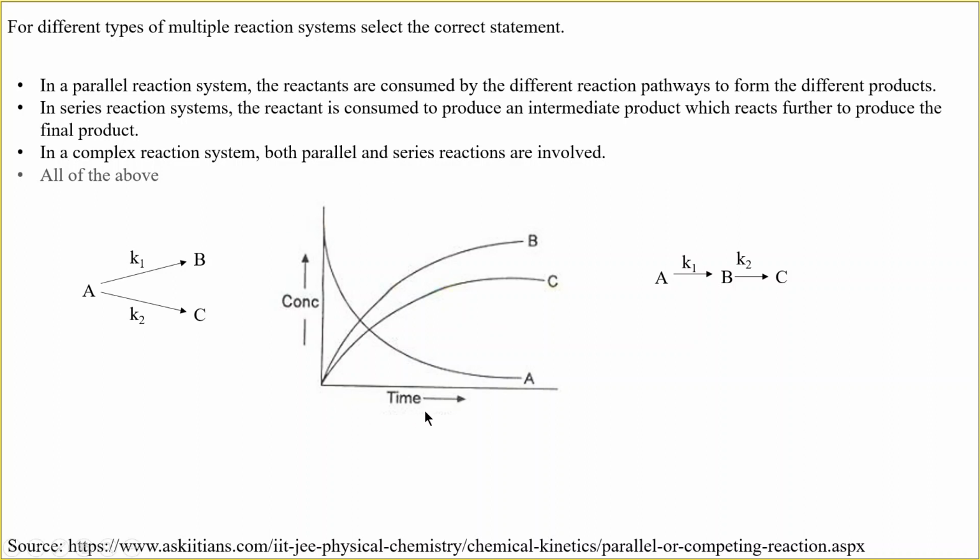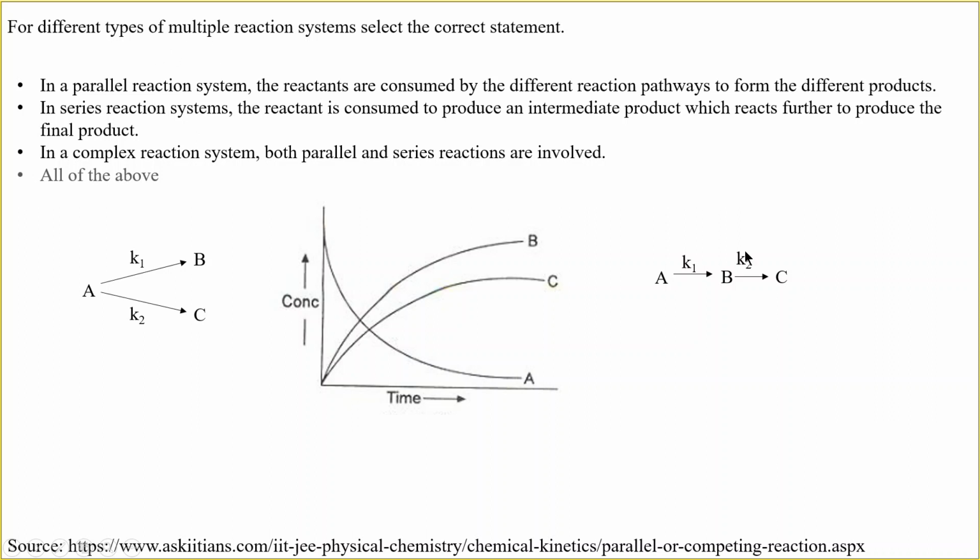And the graph here shows that with respect to time, for the left hand side reaction scheme, as A concentration decreases, both B and C are increasing. But we can see that B is increasing much higher than C. So from here you can conclude that the order of reaction of A forming B is much higher than that of A forming C. So B is the desired product for this kinetics. So we can say that in a complex reaction system, both parallel and series reactions are needed. So the correct answer is all of the above, since all these three statements are true for the multiple reaction systems.